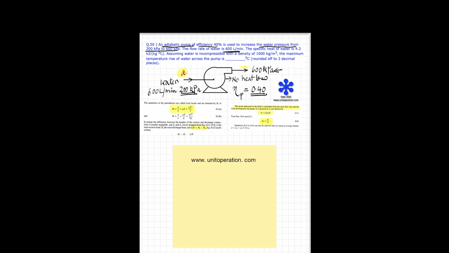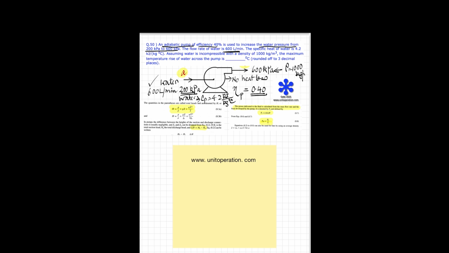The specific heat of water is 4.2. We know that for water, Cp is always 4.2 kilojoule per kilogram degree Celsius. And of course, density is equal to 1000 kilogram per meter cube.